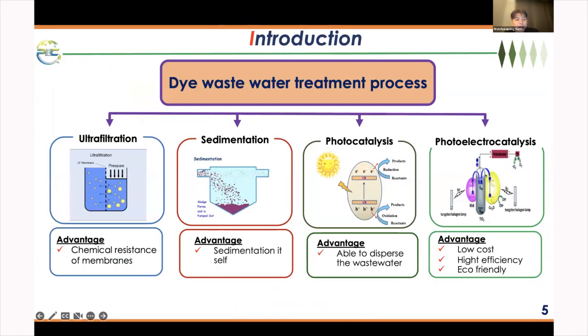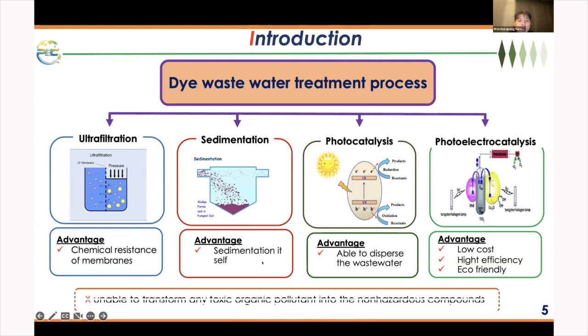And next, there are many methods for dye wastewater treatment, such as ultrafiltration. The advantage of this method is that the membrane can be resistant to acid and base chemicals. The next one is sedimentation. The advantage of this method is sedimentation itself. However, the disadvantage of the two methods is that they are unable to transform toxic organic pollutants into non-hazardous compounds.